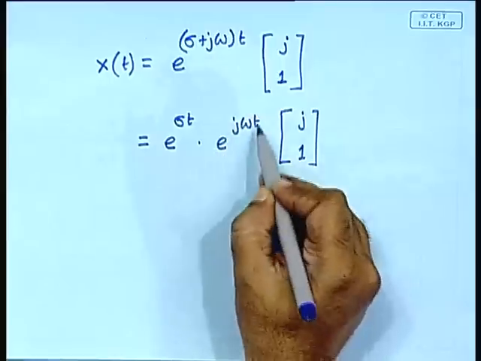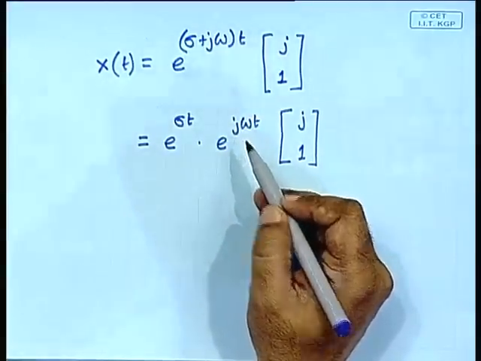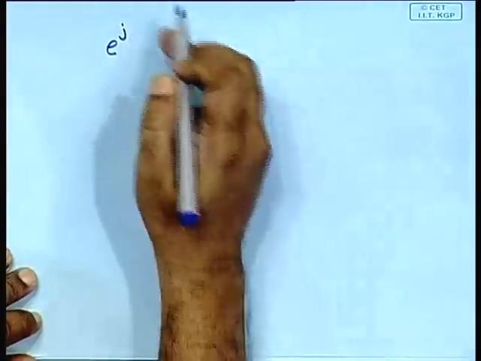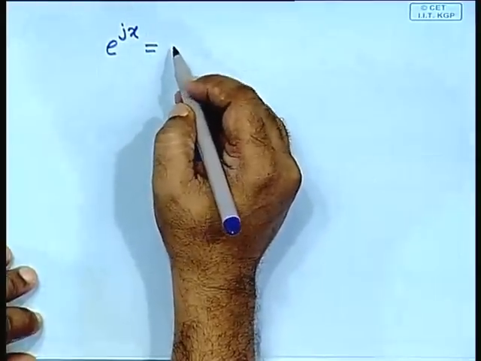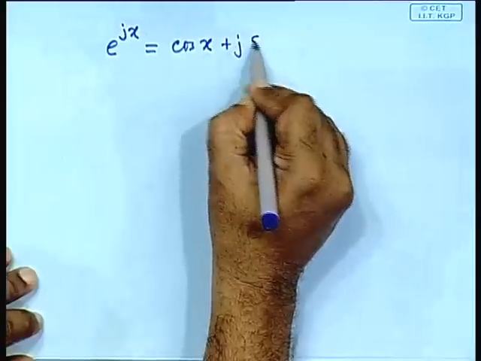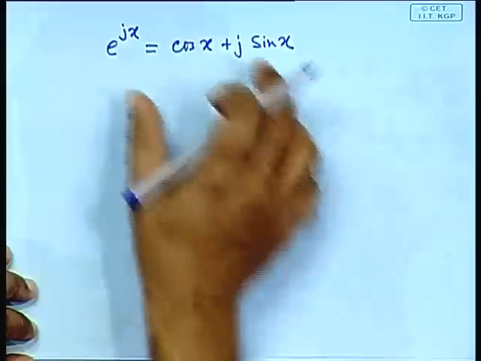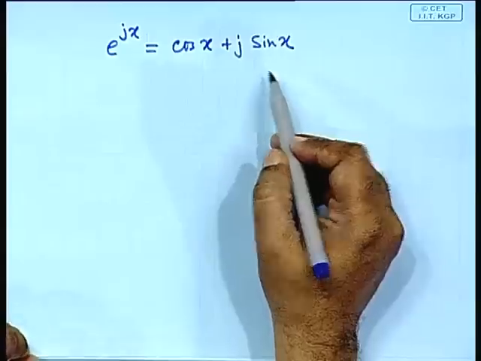Now, e to the power j omega t, you know Euler's equation? Yes, Euler's equation is e to the power j x is equal to cos x plus j sin x. So we will substitute it here. By the way, do you know how to obtain it? How Euler proved it?